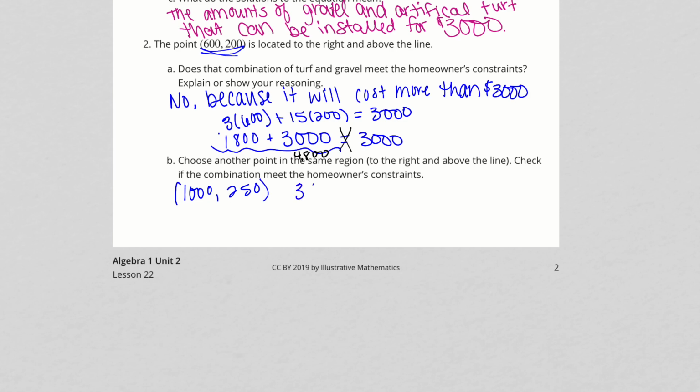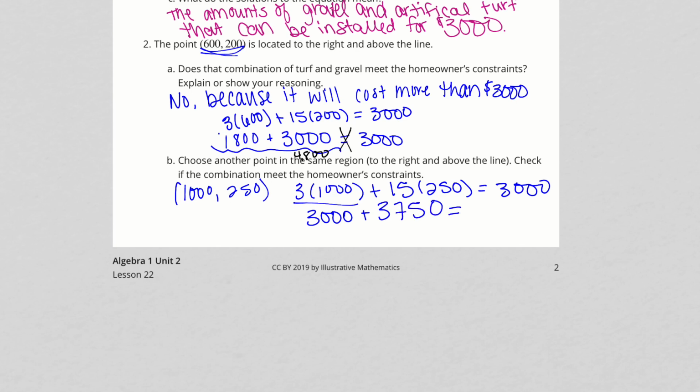We have 3 times 1,000 plus 15 times 250 equals 3,000. I know that 3 times 1,000 is 3,000. Let's see here. 15 times 250 is 3,750. Both of these numbers are above 3,000, so it does not meet the constraint.